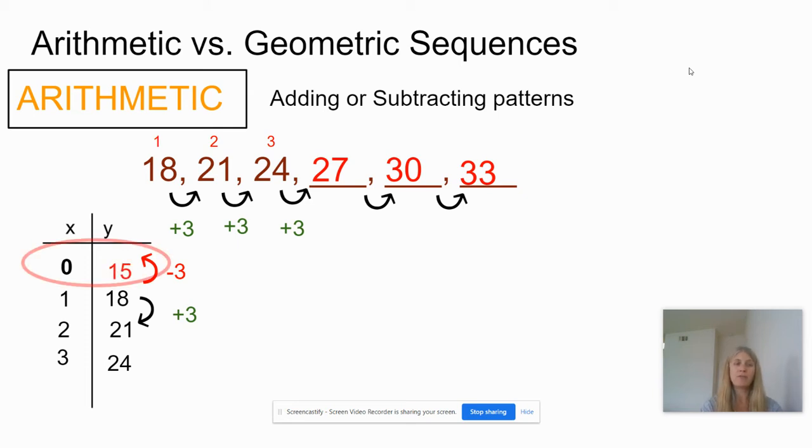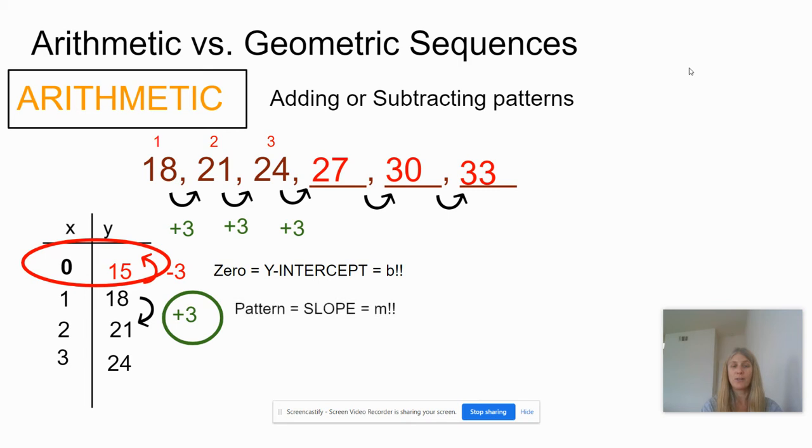Now, that (0, 15) we know is our 0 figure. And so that is our y-intercept. So when we're looking at an equation, that's going to be our b for this. And then, of course, our pattern is our slope, and that is our m. So it's the same as we did with our tile problem.